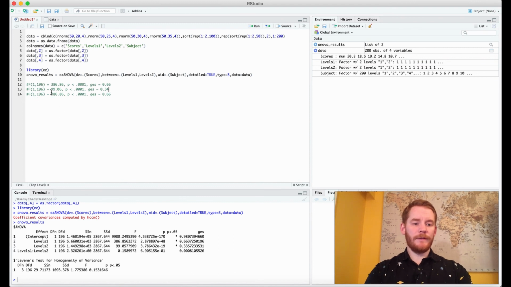And then finally, what we see in our interaction effect is an f value of 0.15, or 0.16, I should say, a p-value of 0.6905, and a generalized eta squared of 0.00. And there you have it.